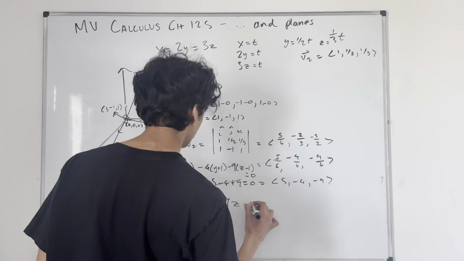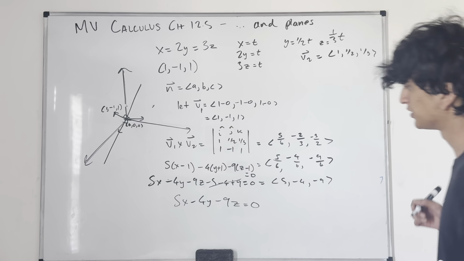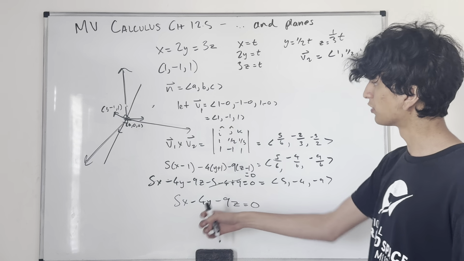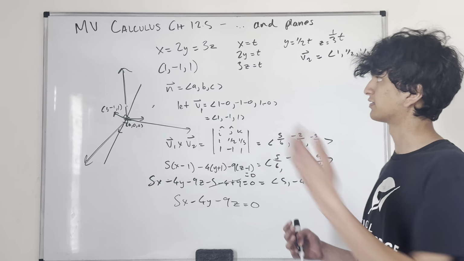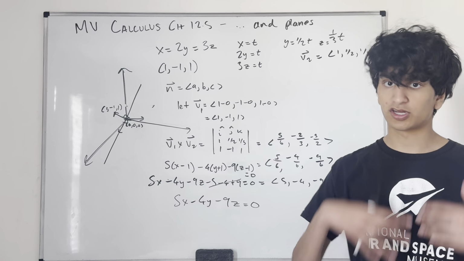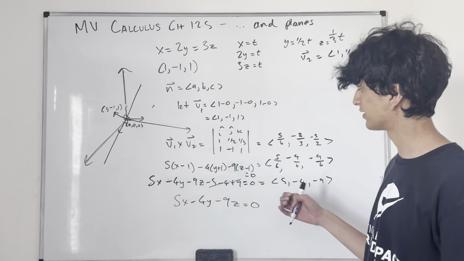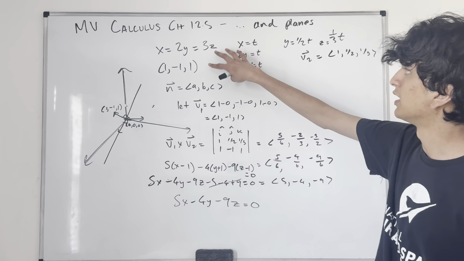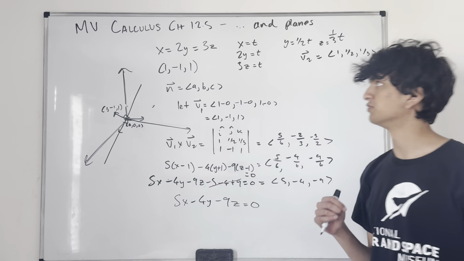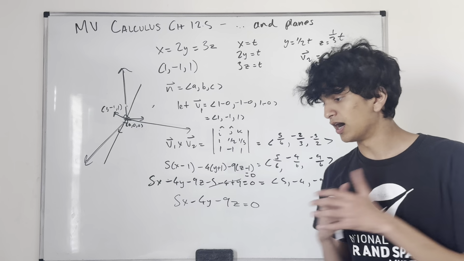Why does that make sense? Well, that makes sense because 0, 0, 0, the origin, is contained on this line, and therefore it's going to be contained on this plane, because our plane needs to contain this line, x equals 2y equals 3z. So yeah, this has been planes.